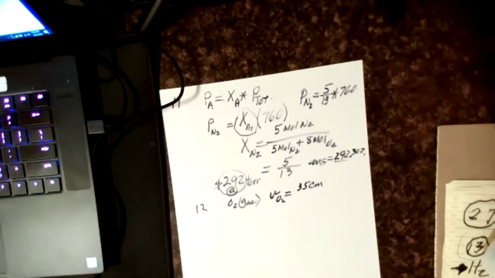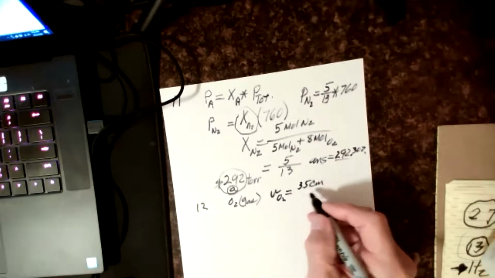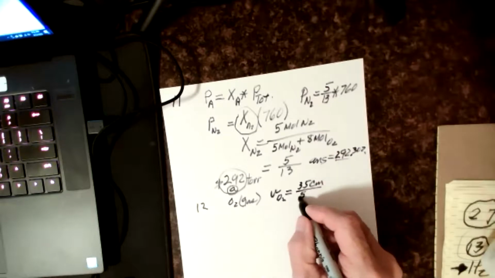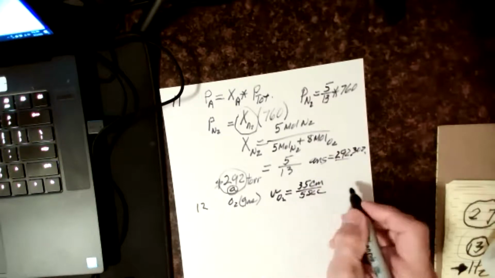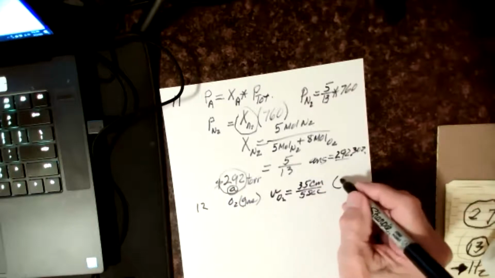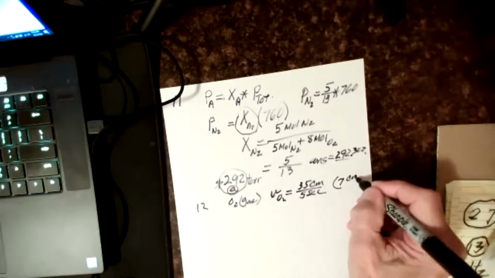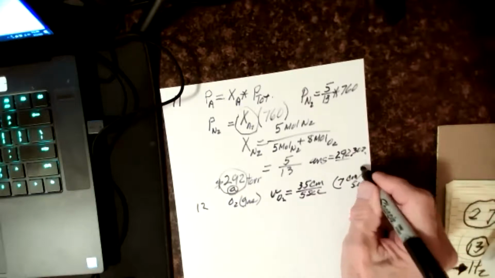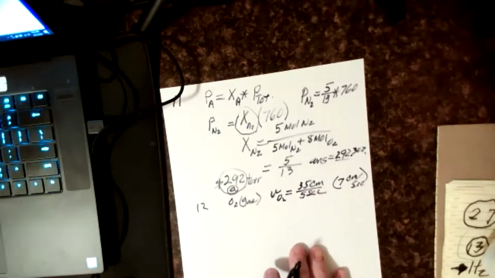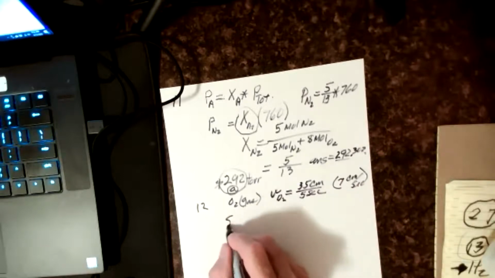35 centimeters in 5 seconds. Well, I can see an answer right there. Divide that out, that's a 7. So it's 7 centimeters per second. And the other gas that I've got is SO2.